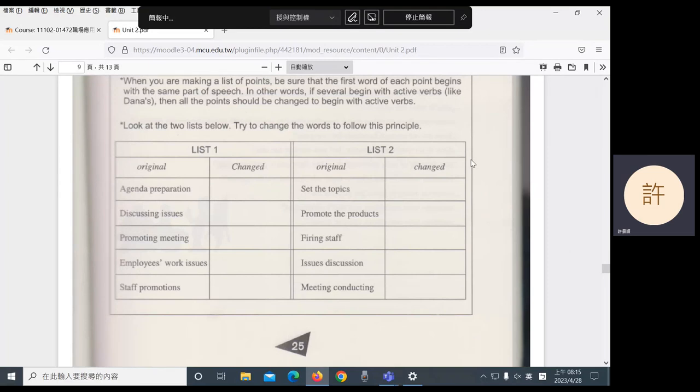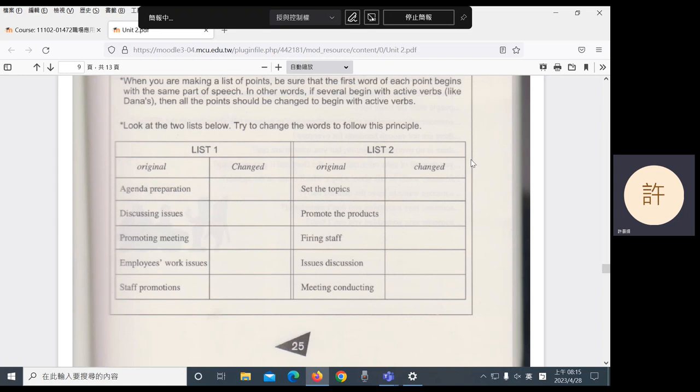Okay, let's look at page 25. When making a list, we should make sure that the language is consistent. 列清单的时候，语言需要一致.